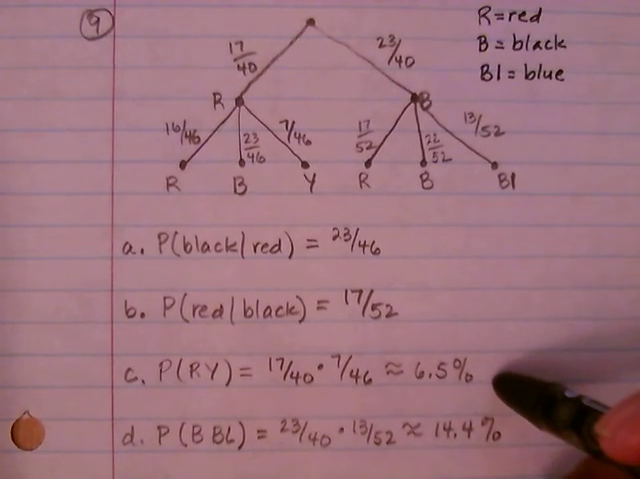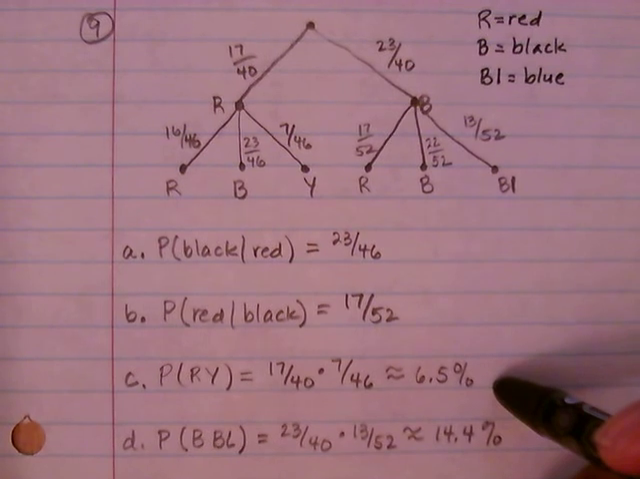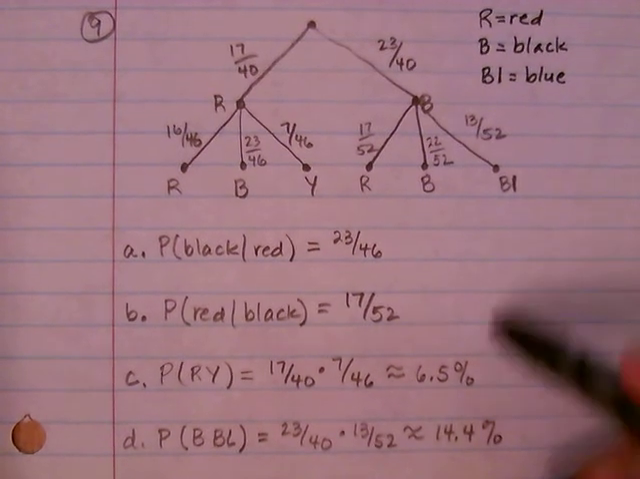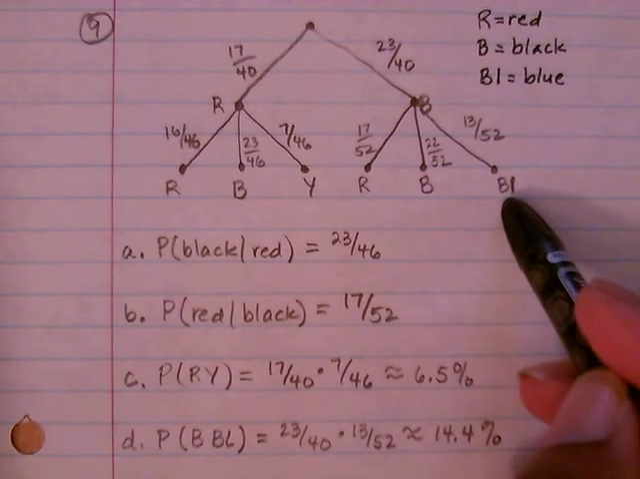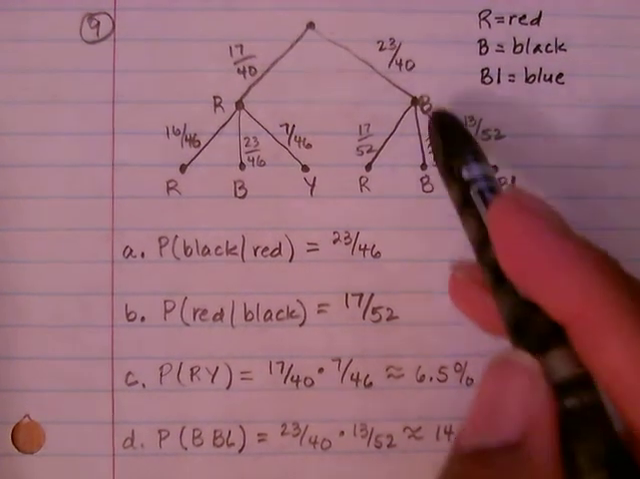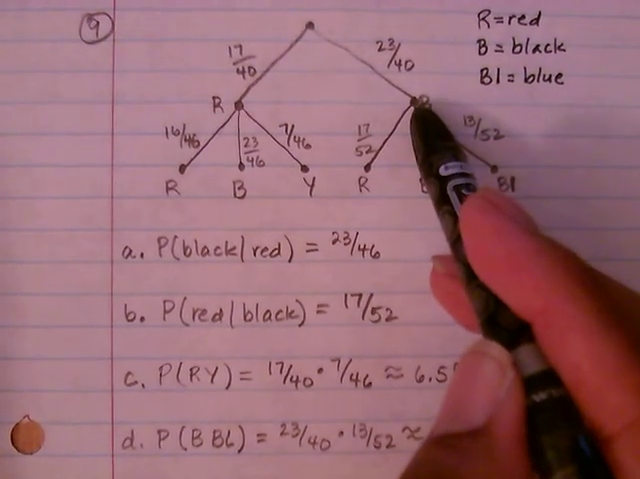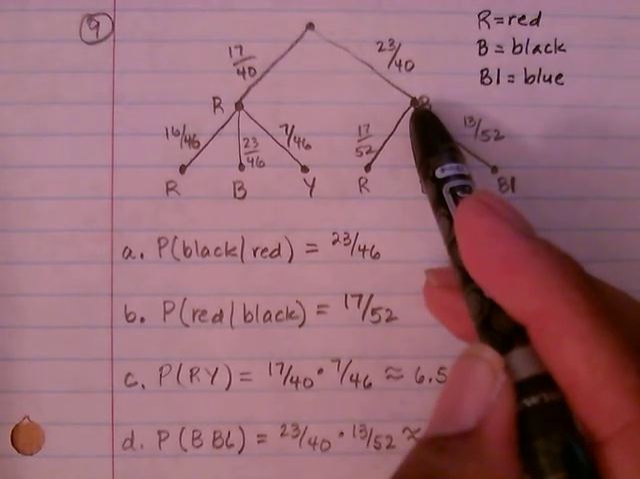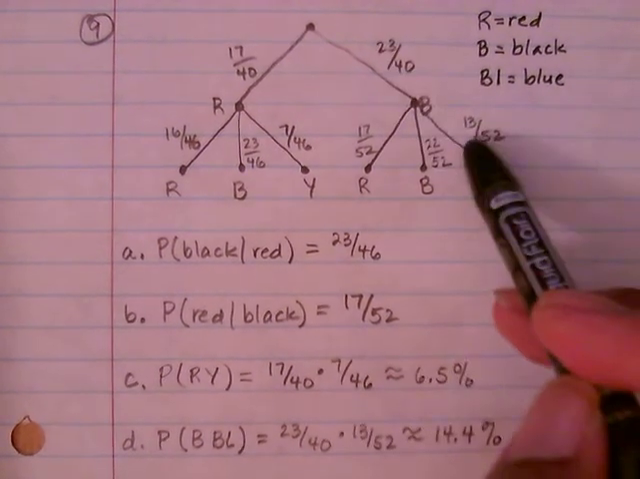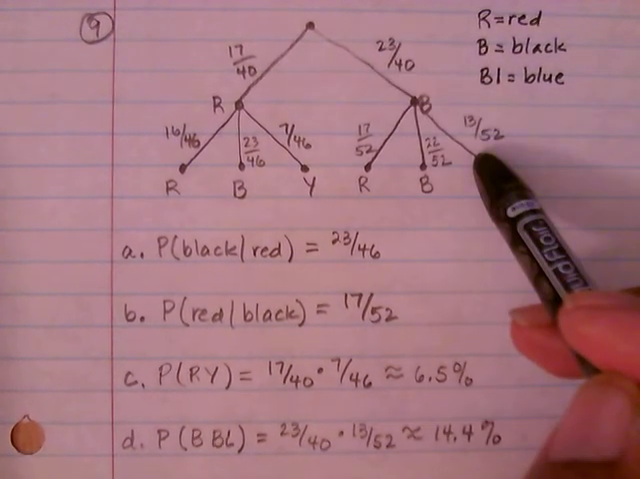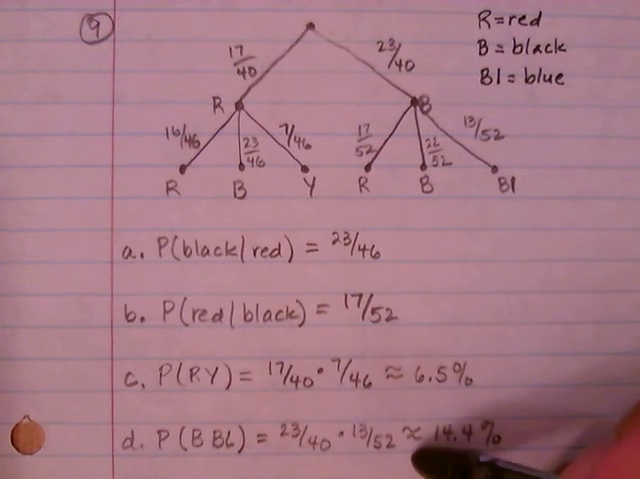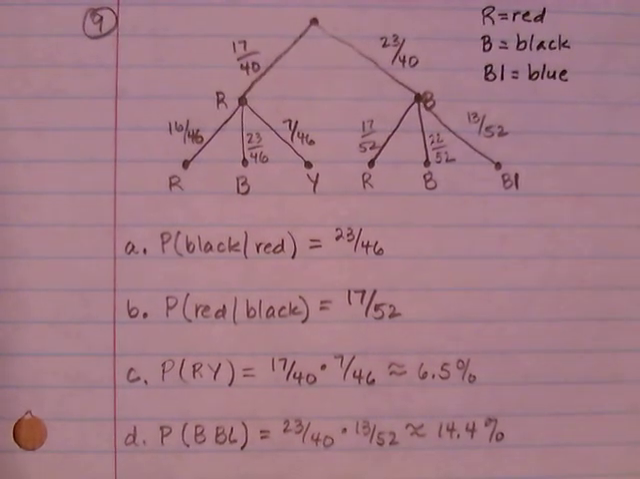And then finally, part D. The second marble is the blue marble. Here's the blue marble. If the second marble is blue, that first marble had to be black. So, we multiply these two probabilities here. 23/40 times 13 over 52. This will be approximately 14.4%.